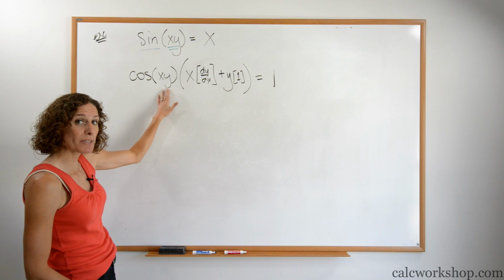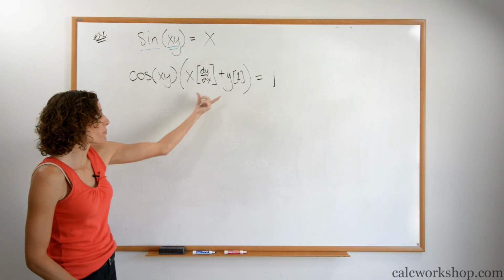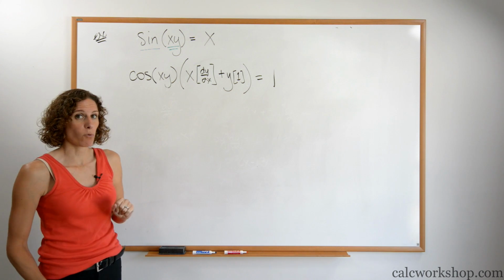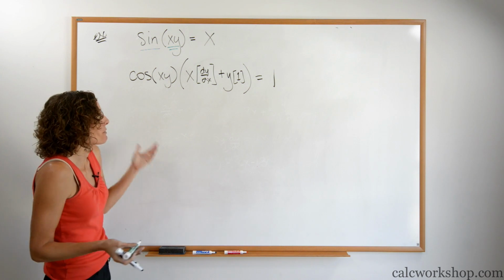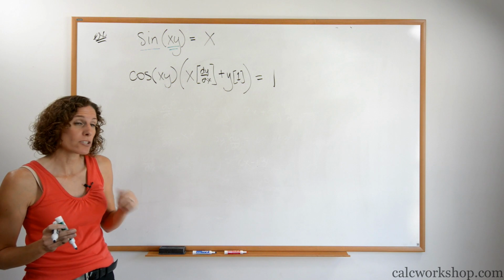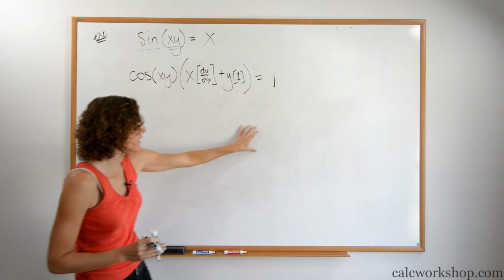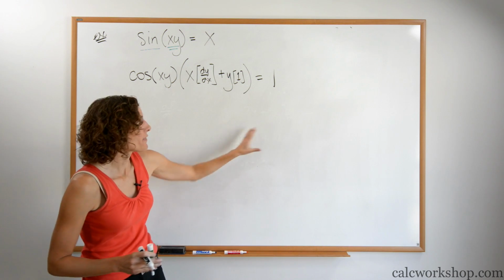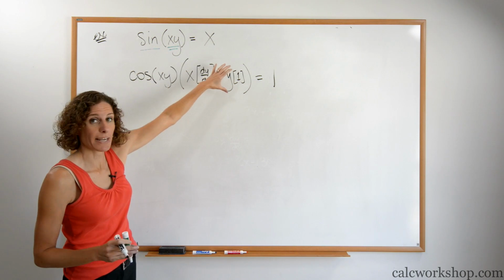The angle was implicit differentiation. X's and y's intermixed. We took the derivative of that product and we didn't forget to multiply by dy/dx when we took the derivative of y. Now, the hard part necessarily begins. We've got to get dy/dx by itself. There are several ways that we can do this. We can divide by cosine xy over to the other side, and then we can subtract the y and then divide by x, or we can distribute the cosine xy.